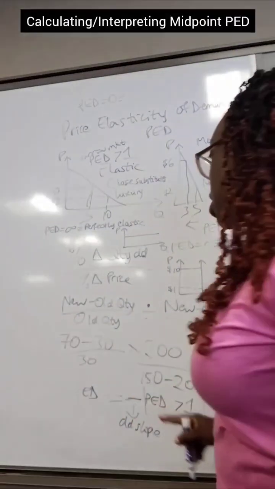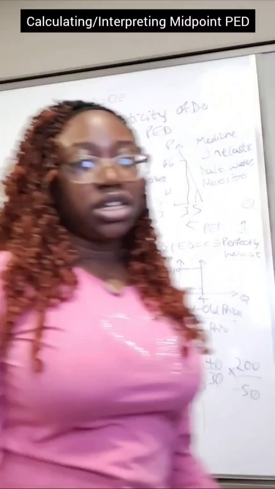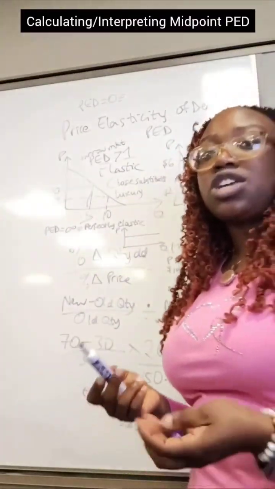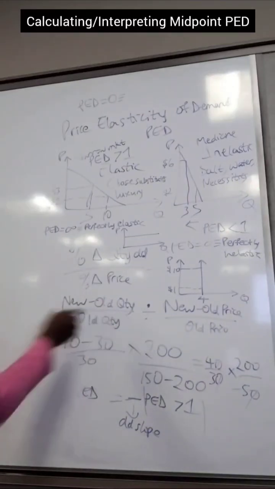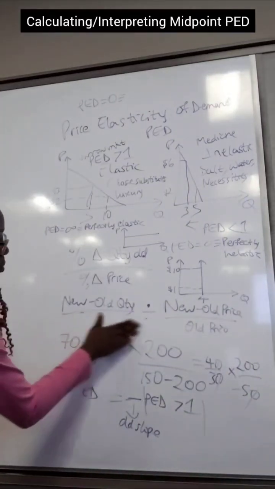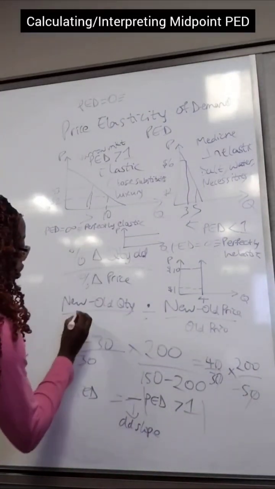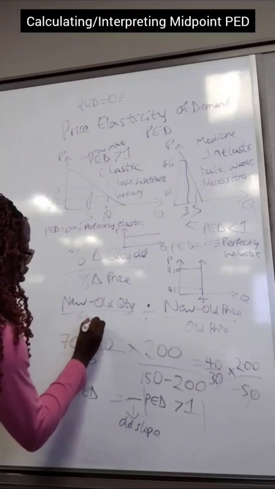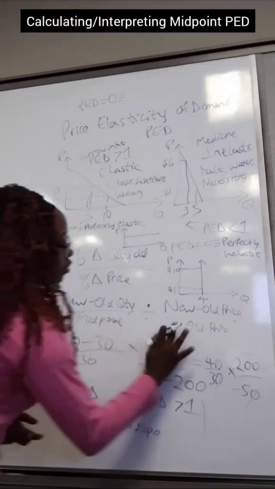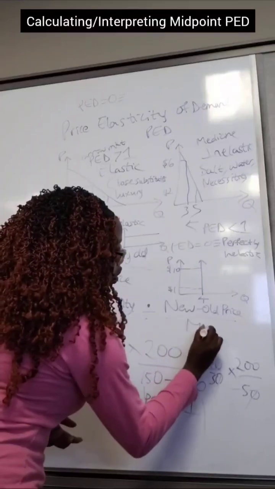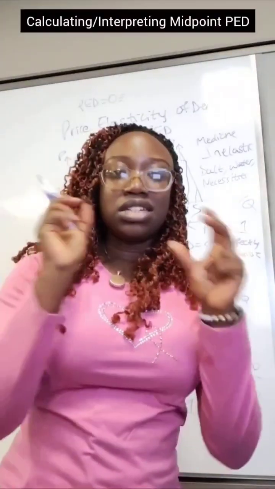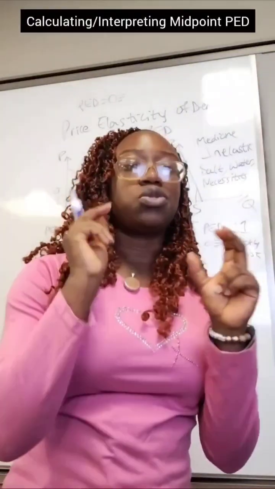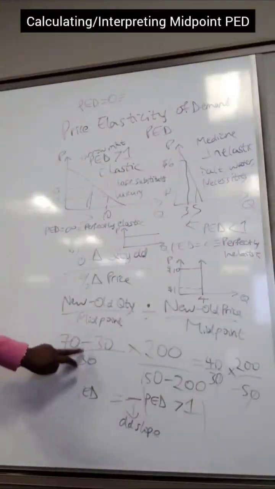Before I move on, there is something called midpoint price elasticity of demand. So when you're using the midpoint method for your PED, instead of dividing by your old quantity, you are going to divide by your midpoints, okay? Instead of dividing by the old price, you're going to divide by your midpoint. So what does midpoints mean? Midpoints means you're going to divide by the middle value between your old and your new. So for instance, here, what is the middle value?